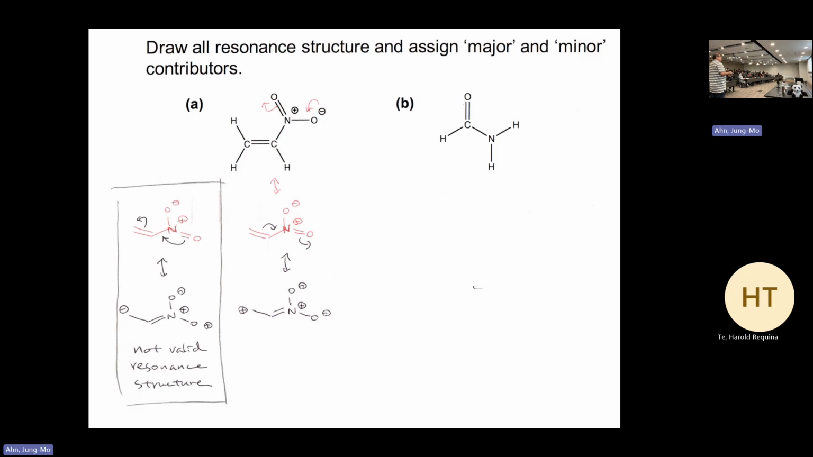But you don't do the other way. Oxygen going this way, carbon comes out. If you make the carbon negatively charged, oxygen positively charged, that's bad. That is one thing I was talking about.